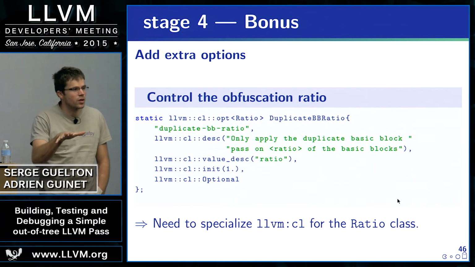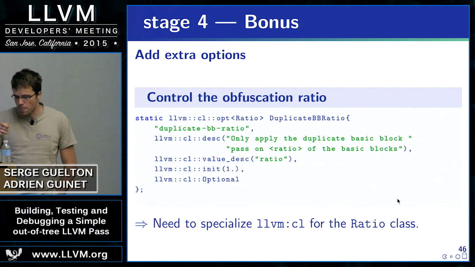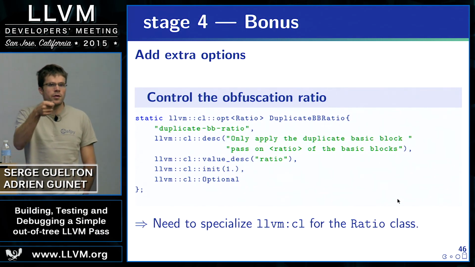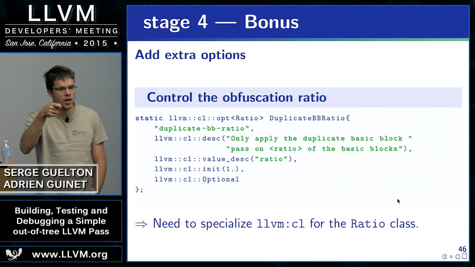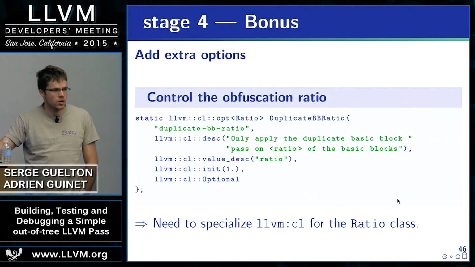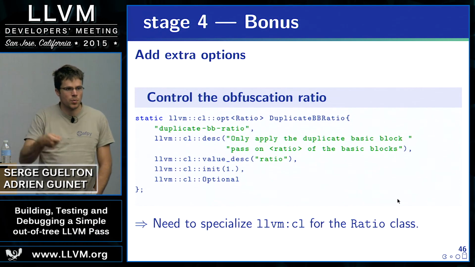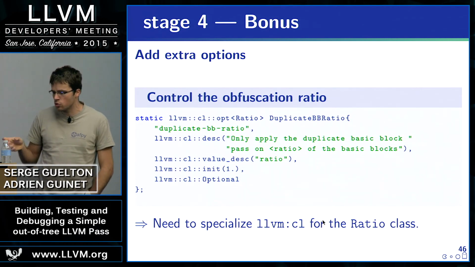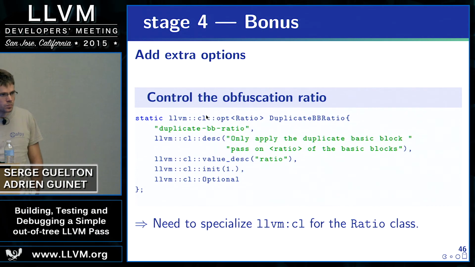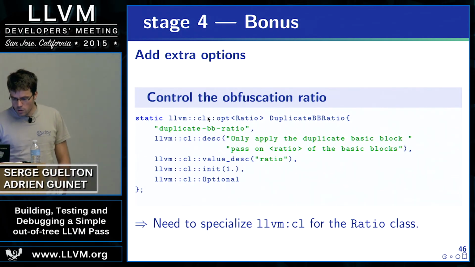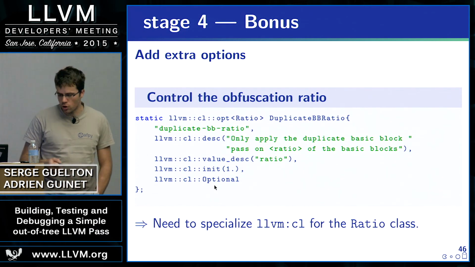You have to be stealthy when you obfuscate code. And so you want to control it, let's say, to obfuscate only one add out of 100. And to do this, you can add this parametric option. So you can just use the LLVM CL framework, which makes it possible to declare new options. An option is just declared by the name of the option, a description, a meta variable, a default value, and whether it's mandatory or optional.